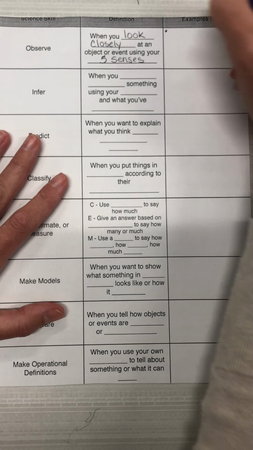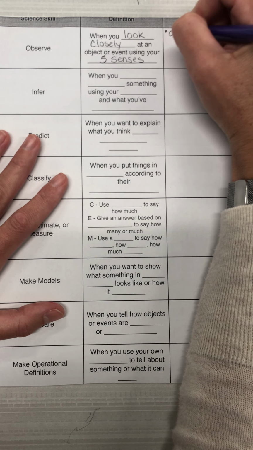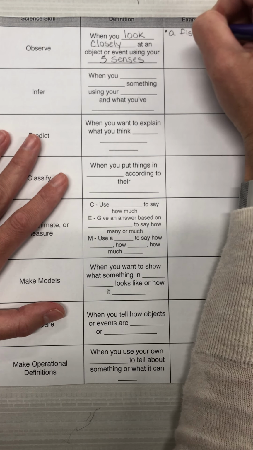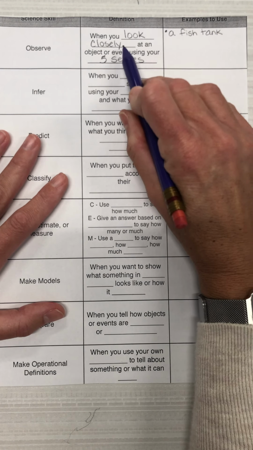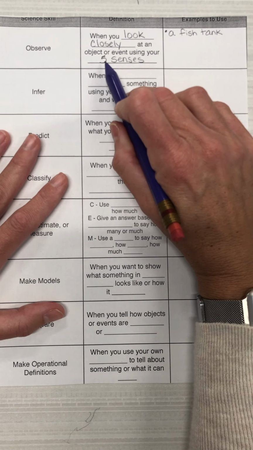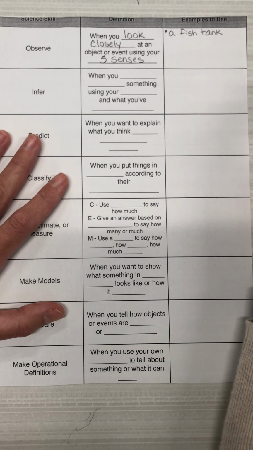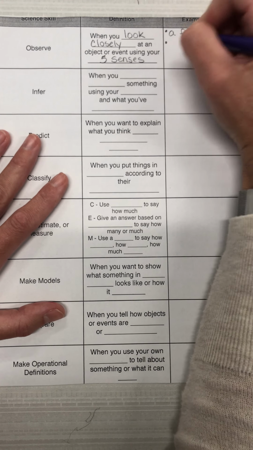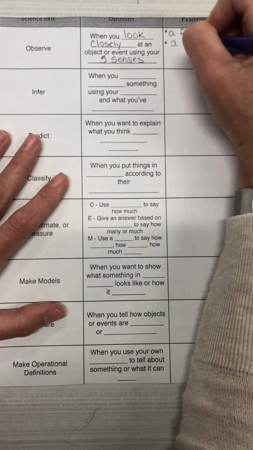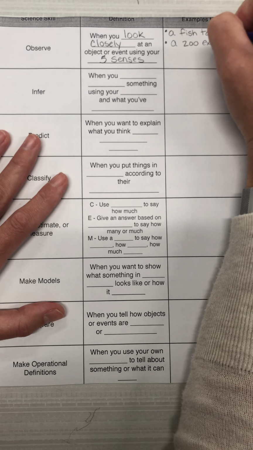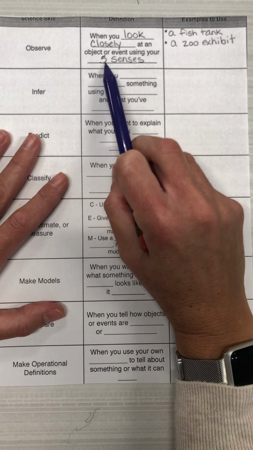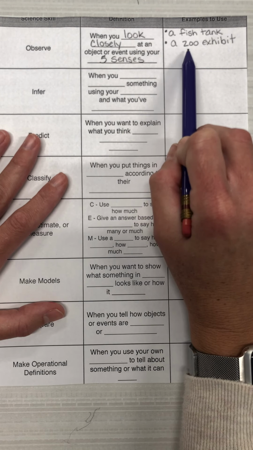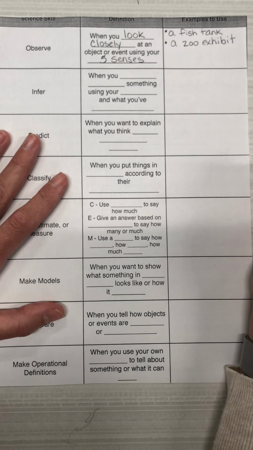So I'm thinking I might observe a fish tank. I might just look at a fish tank and gather some thoughts of what's in there. I'm looking closely. I'm using my sight. Or perhaps a zoo exhibit. Now at a zoo exhibit, I'm definitely using my sight, but I might also be using my hearing because I could hear things in a zoo exhibit.